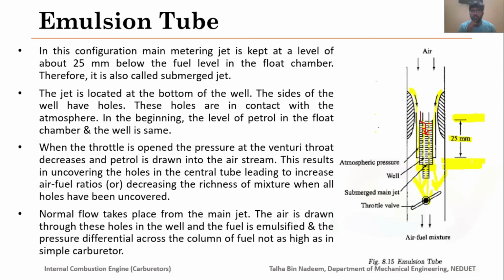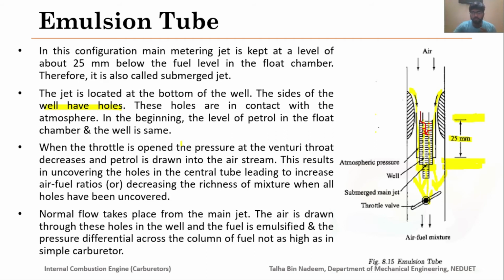The jet is located at the bottom of the well. The sides of the well have holes, and I have explained this part. I have shown you the holes, these red colors here you can clearly see. These holes are in contact with the atmosphere. In the beginning, the level of the petrol in the float chamber and the well is the same.